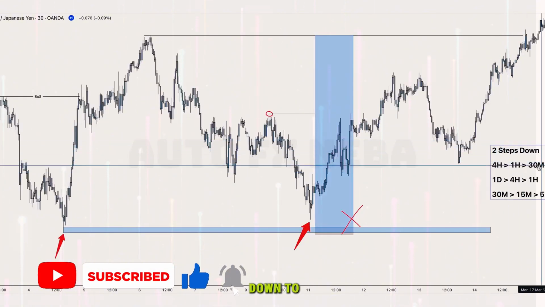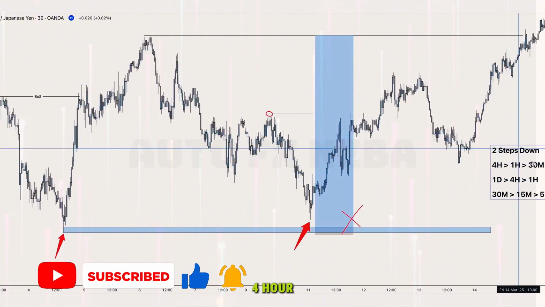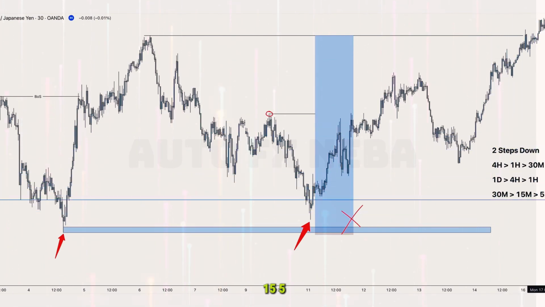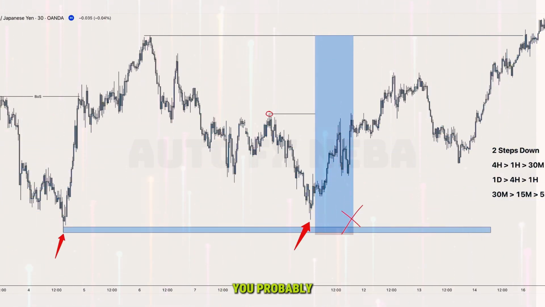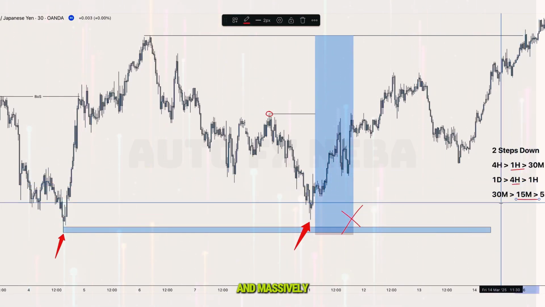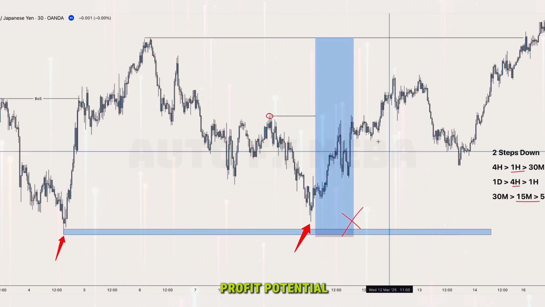So step down 2 default time frames. 4-hour, 1-hour, 30 is fine. 1 day, 4-hour, 1 hour is fine. 30-minute, 15, 5 is fine. Generally though, you probably only really need to go even 1 step down to secure sniper entries and massively amplify the profit potential of your trades.